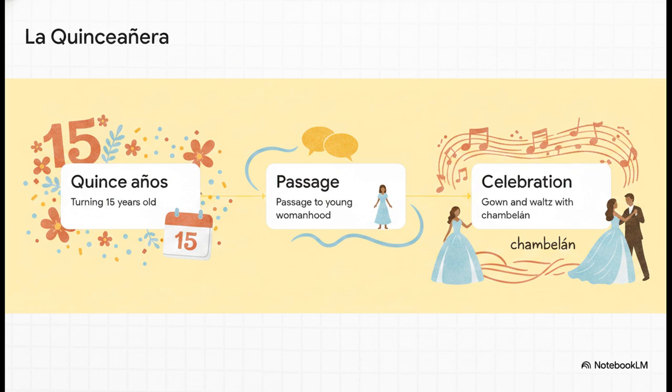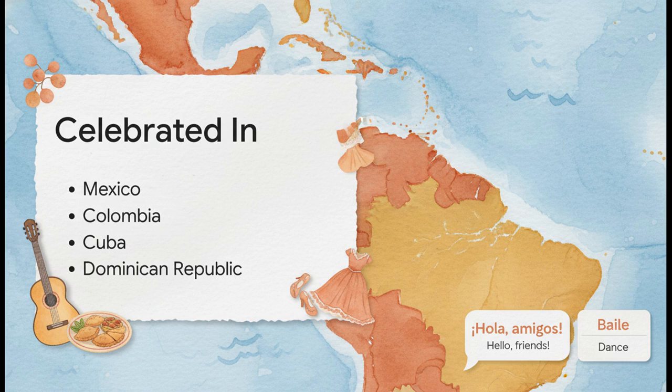The birthday girl, who is known as la quinceañera, usually wears a stunning formal gown, and a huge part of the tradition is dancing a waltz with her father or a special escort who is called a chambelán. And what's amazing is that this tradition spans completely across borders. It is celebrated with immense pride in places like Mexico, Colombia, Cuba, and the Dominican Republic. But here's the really cool part. While the Spanish language absolutely connects all these regions, the exact customs, the food, and the dances vary beautifully from country to country, and honestly, even from family to family.